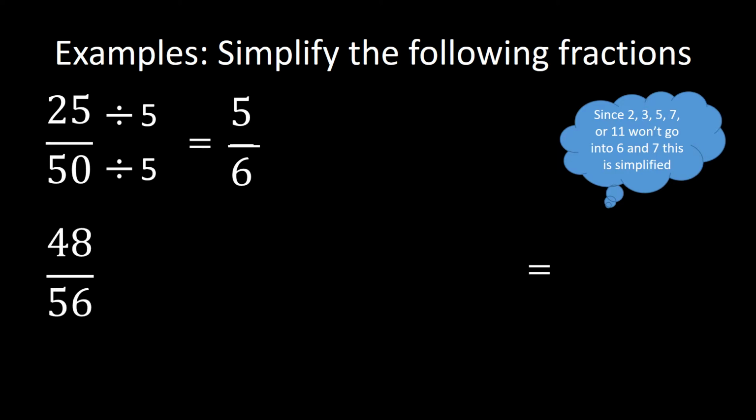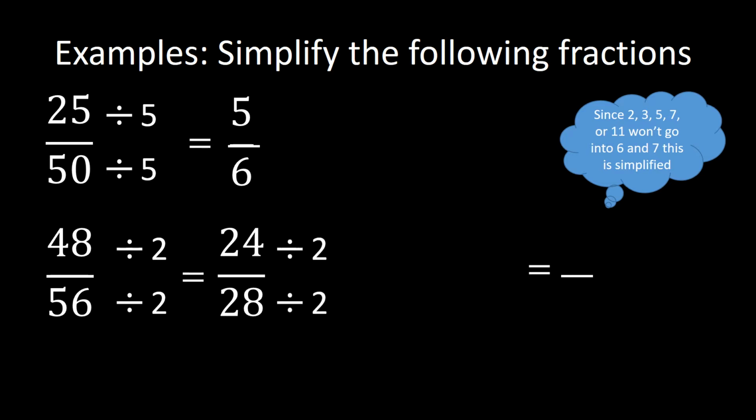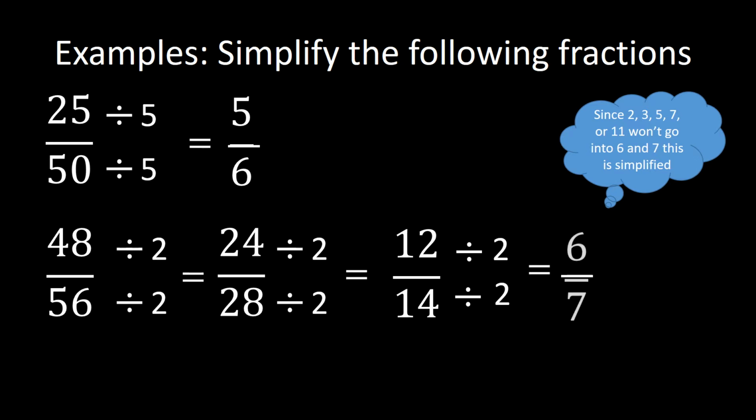48 over 56. Hit pause and simplify 48 over 56. When you're finished, hit play to check your answer. So I first divided by 2, which gave me 24 over 28. I divided by 2 again, which gave me 12 over 14. I divided by 2 again, which gave me my final answer of 6 over 7. So if you got 6/7 as an answer, you were correct. Great job. Let's try another one.